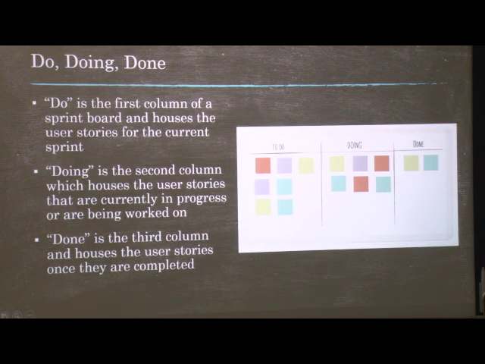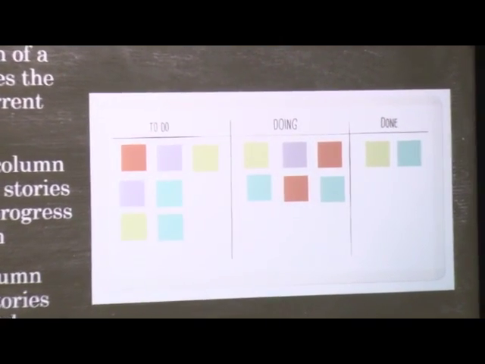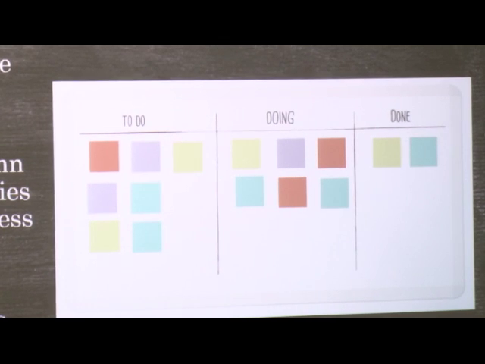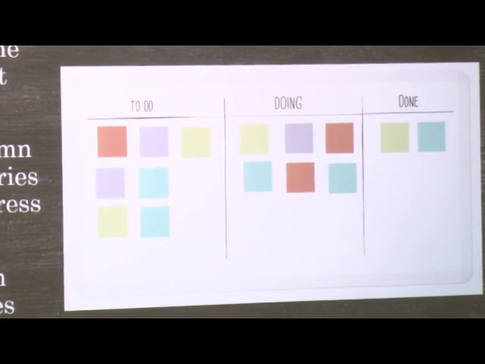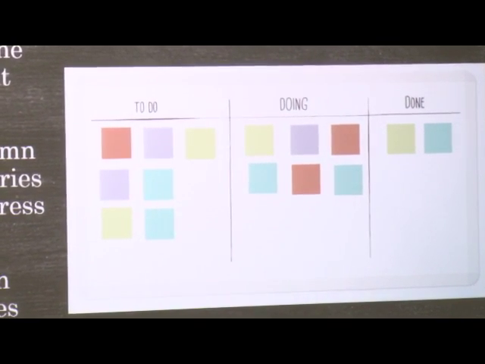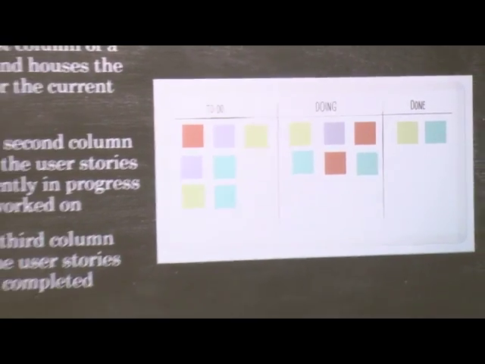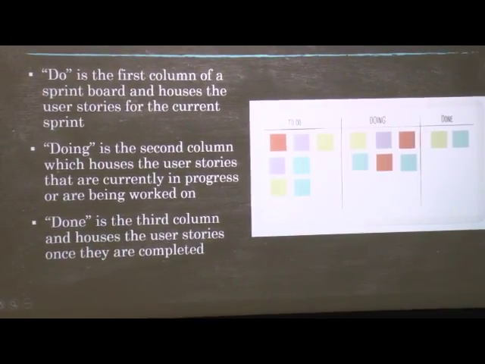And then your do, doing, and done columns of your sprint board, although they're pretty obvious, the first column, the do, are stories that you need to work on. The doing column are the stories that are currently in progress of being worked on or completed. And then of course the third column, the done column, are where the user stories go once you've completed them throughout the sprint.